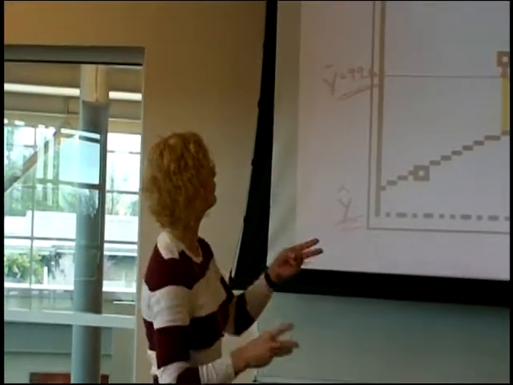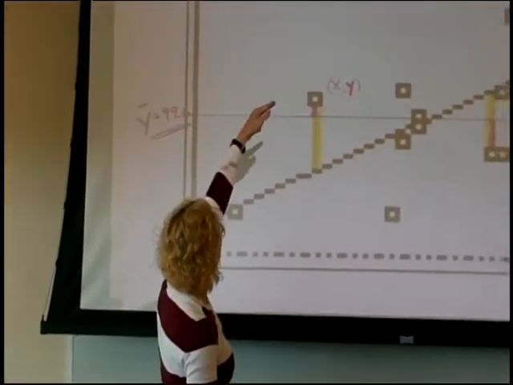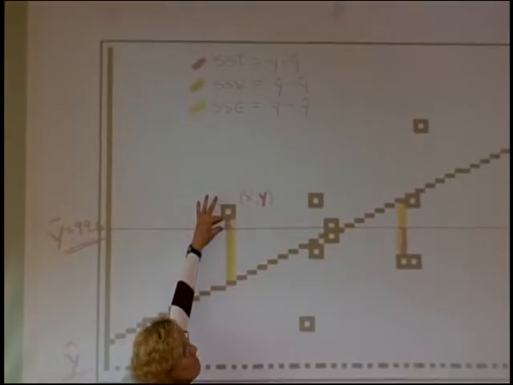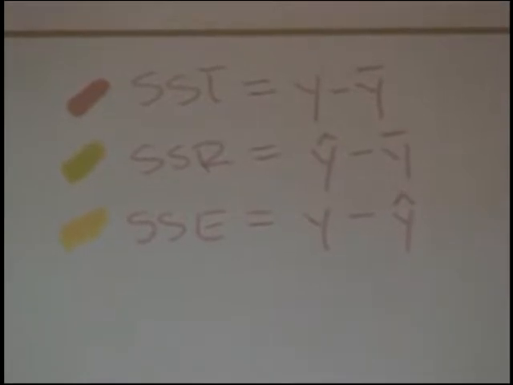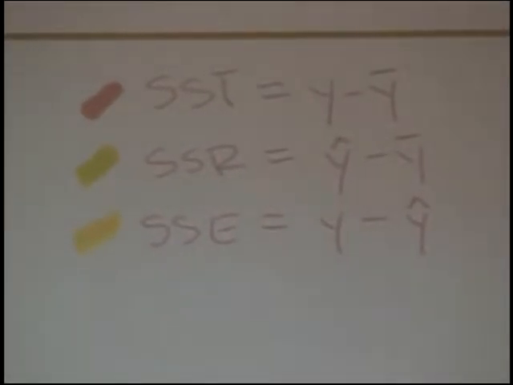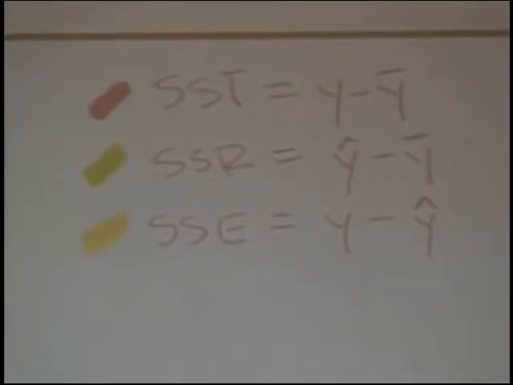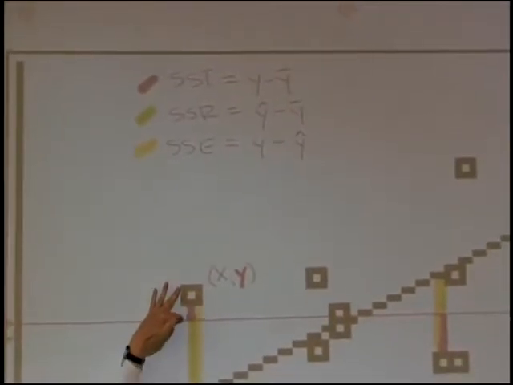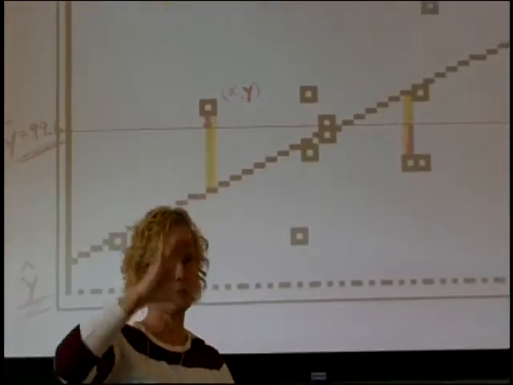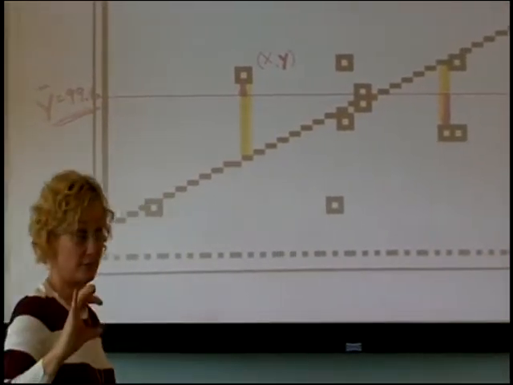It's broken up into 3 pieces. It's called SST, which is the difference between each data point and the mean. It's the vertical distance between each data point and the mean. Then you've got SSR, which is the green here. It's the difference between the mean and the regression line. And then you've got what's called SSE, and that is the difference between each data point and the regression line. So it's point to mean, point to line, and mean to line. So this calculation involves all 3 of those vertical pieces, okay?